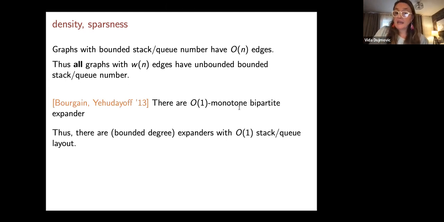In fact, there are even expanders of so-called monotone bipartite expanders that have a constant queue number. This is actually an amazing result. What are these monotone bipartite expanders?